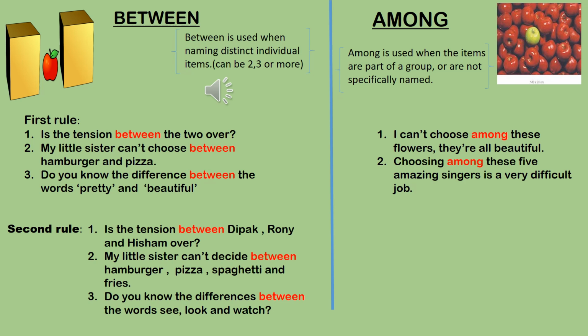Let me make it clear with the next example. My little sister can't decide between hamburger, pizza, spaghetti, and fries. Here I'm again using between because the items are distinct and individual. Let's go for the third one.